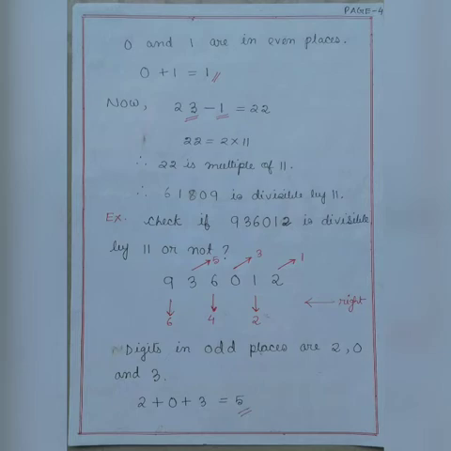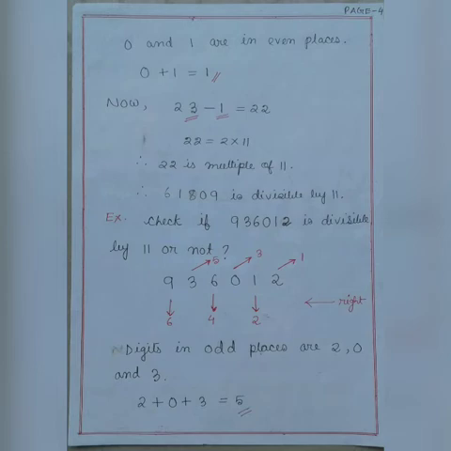We get 1. Now from 23 we have to subtract 1. That is the sum of the digits of odd position minus sum of digits of even position. We get 22. 22 is what? 2 into 11. That is, 22 is a multiple of 11. If the result is a multiple of 11, then the number is divisible by 11.